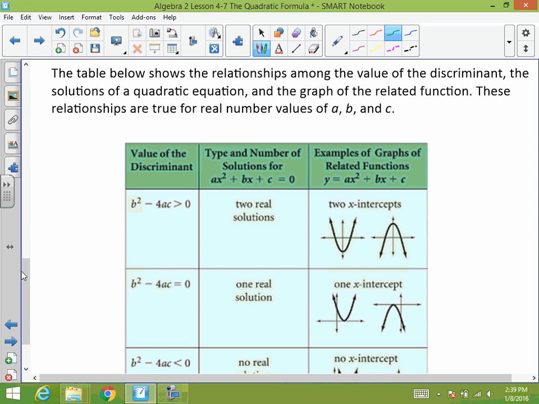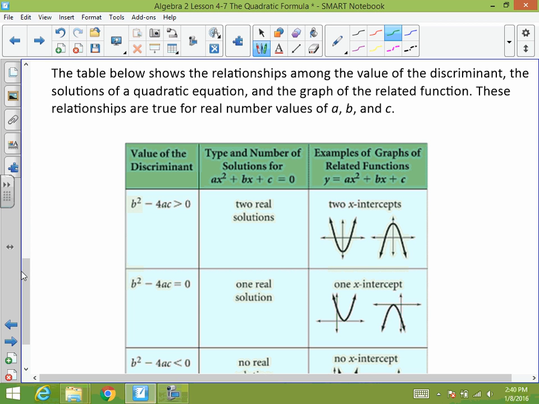So if b squared minus 4ac is greater than 0, like if you take b squared minus 4ac and you get a number like 12, you will have two real solutions, which means you'll have a parabola that crosses your x-axis in two spots, either opening upward or opening downward. If b squared minus 4ac equals 0, you will get one real solution, which means your vertex is a number and it's on the x-axis.